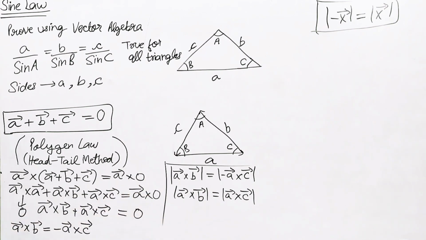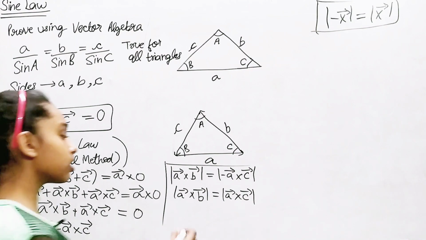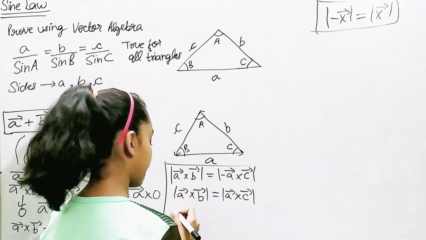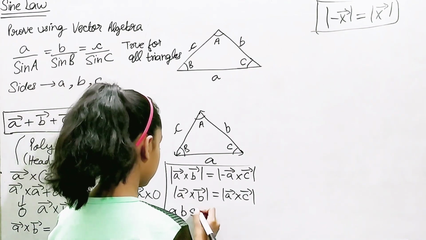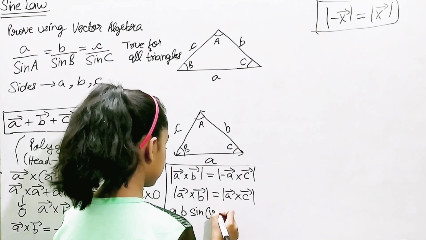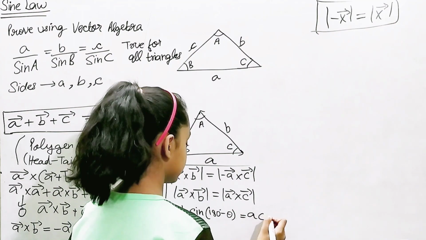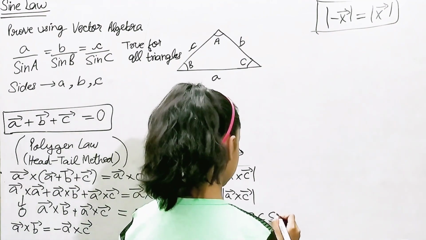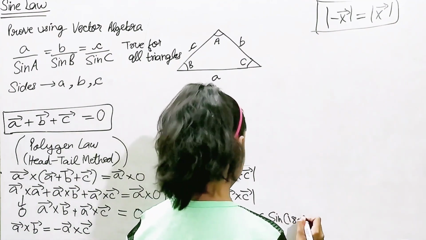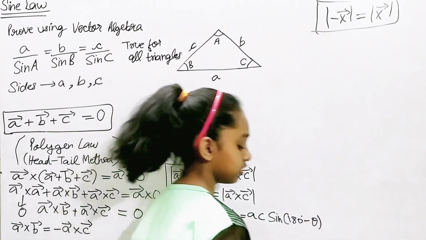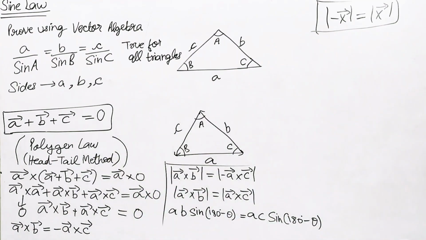Got it? Yeah. So now I'm going to write AB sine 180 minus theta is equal to AC sine 180 minus theta. See, is it clear? I hope you all can see it perfectly.